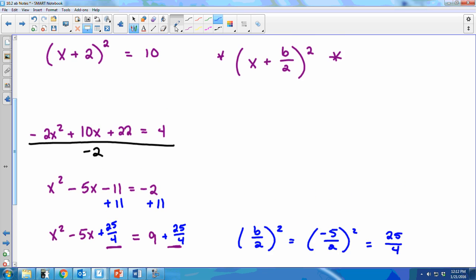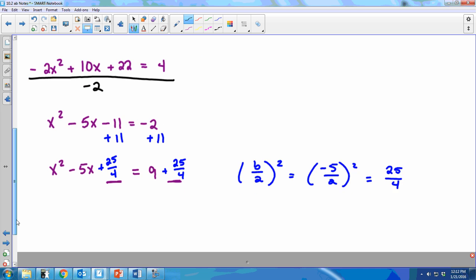Now, this is why I told you to write this down. If you try to factor this, you're looking for two numbers you can multiply to get 25 over 4 that add up to be negative 5, which might be a struggle. So, if you don't think that way, you can always use this little trick. Always works out that way.